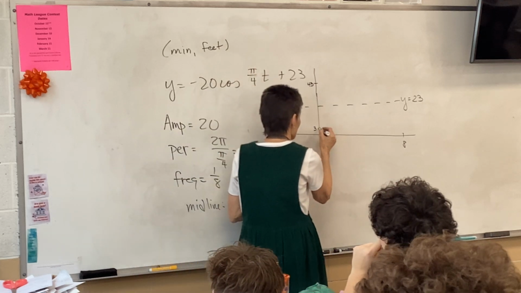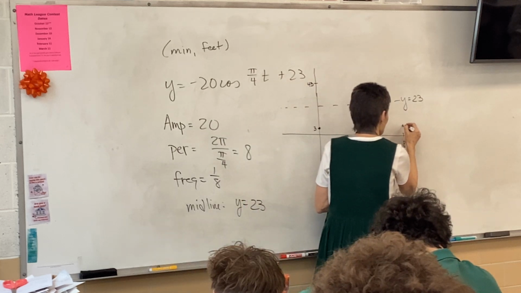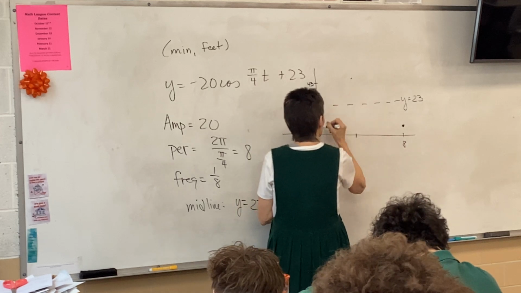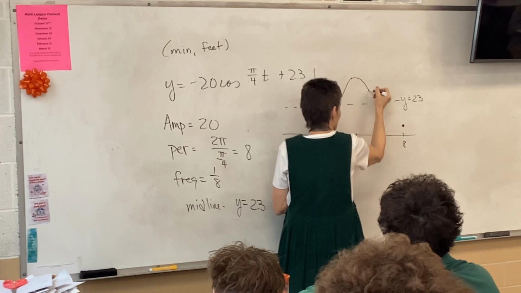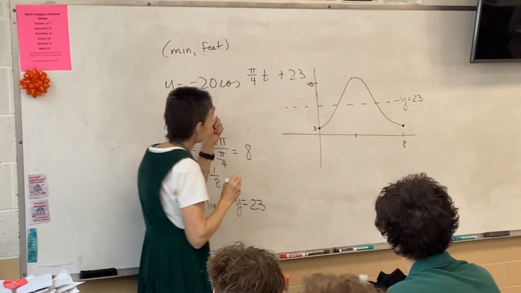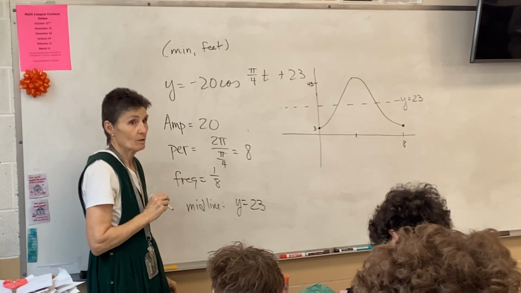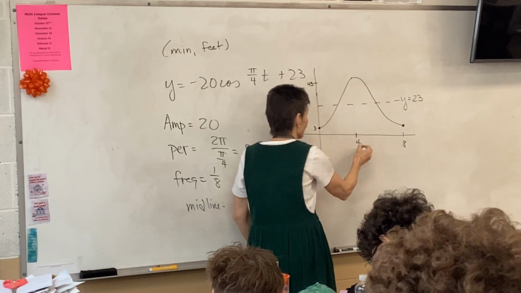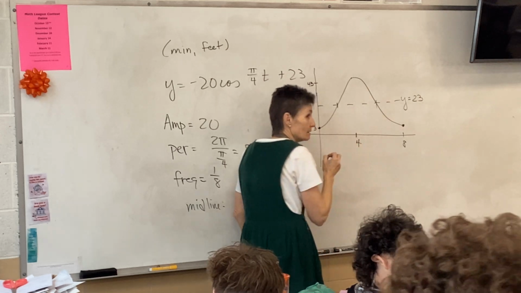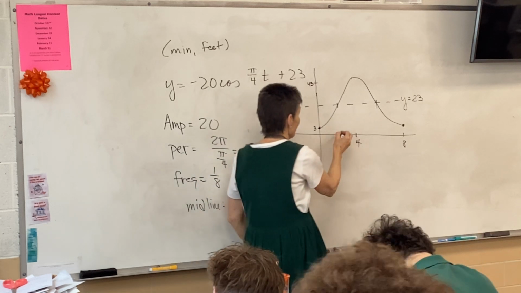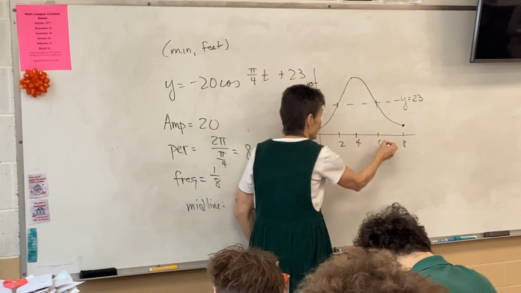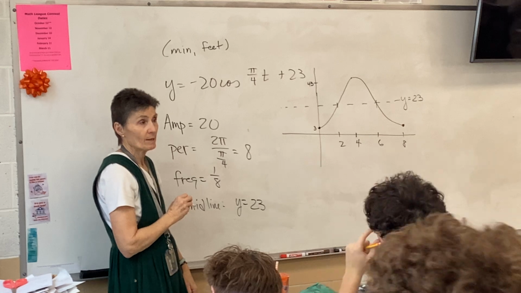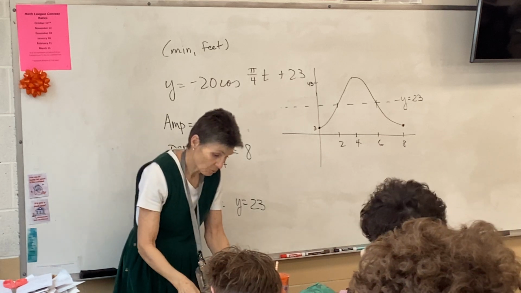So my cosine is going to start here, and it's going to end there, 1 period of it. And in the meantime, it's going to go up to 43 and then come back down. So that is a picture of my cosine. Where would the maximum be? 4. And then these points where we cross the midline would be at 2 and 6. Everybody okay with that sketch? Now, let's answer the questions.